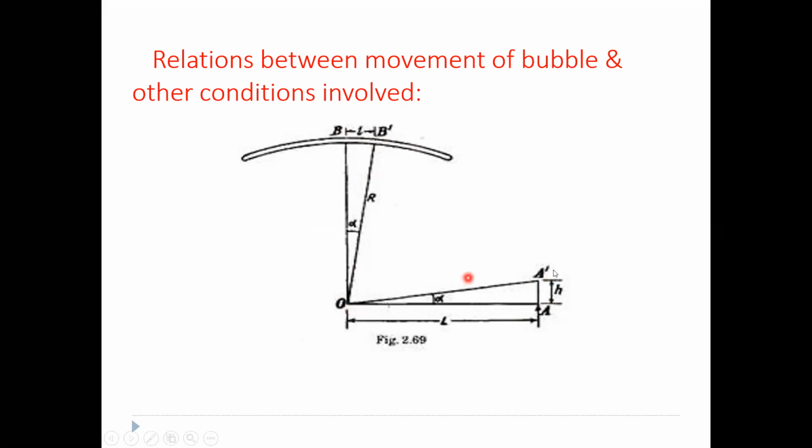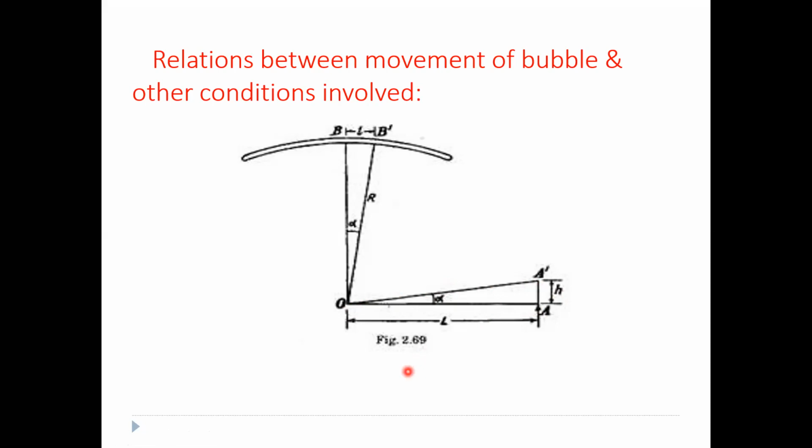If you take the geometry of this one, the horizontal right angle triangle geometry, sine alpha is H by L. Here L is the length of the spirit level. Even when it is tilted, the length will not vary; it is constant. Therefore, you can take the opposite side by the hypotenuse, OA dash, as L: H by L. Sine alpha equals H by L.